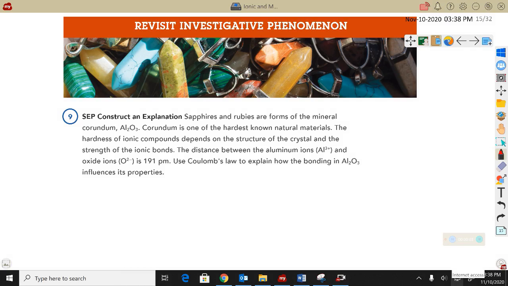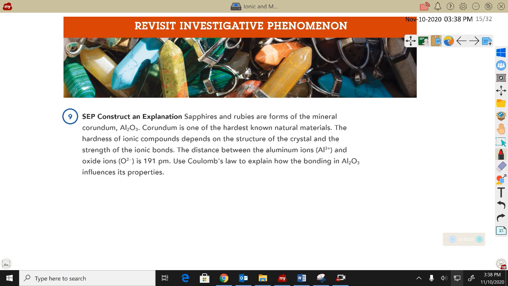We have come to the end of experience 1 here. And we're looking at revisiting Coulomb's law a little bit and how it can apply not only to attractive forces within an atom, but attractive forces between charged ions in an ionic compound.